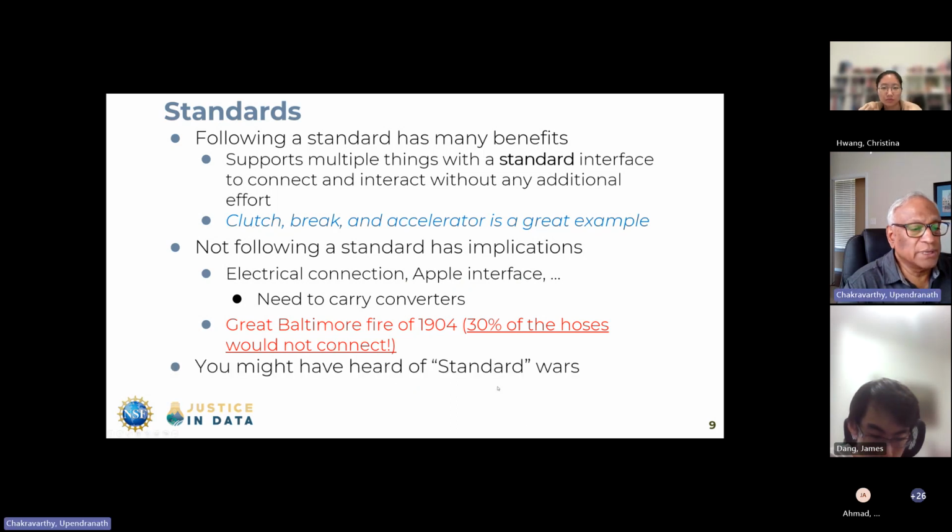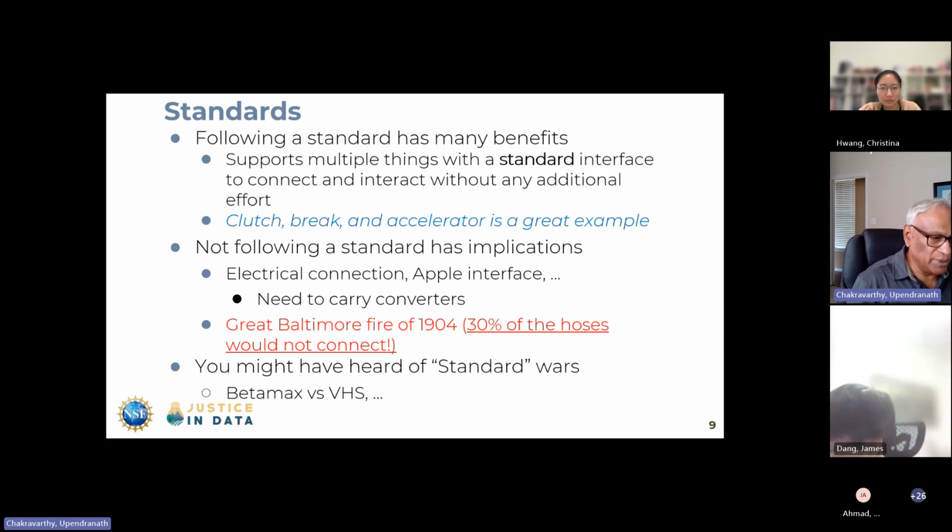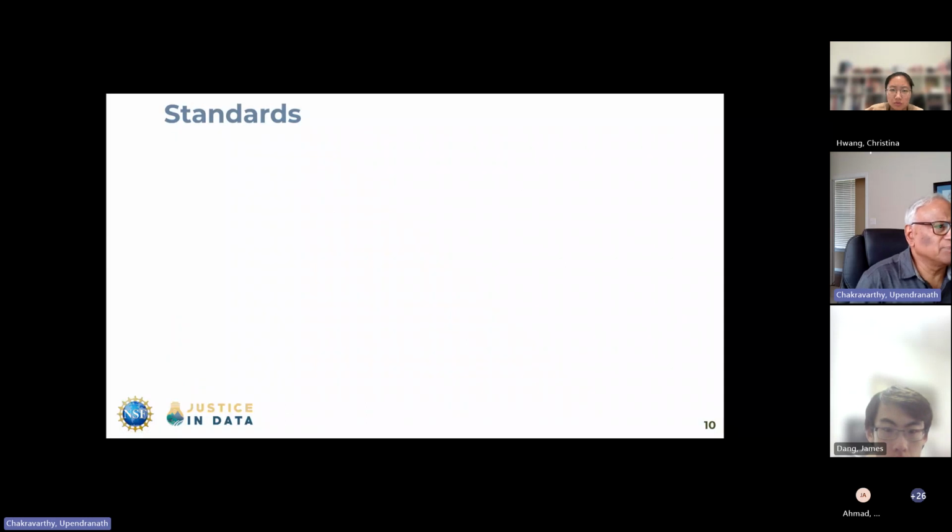So you might have heard of standard wars. Certainly, there was a standard war between Betamax and VHS, for example. Finally, VHS won out. There are also standards Sony came up with and pushed for a long time that did not become mainstream. So these things are familiar. So why is this relevant to us?